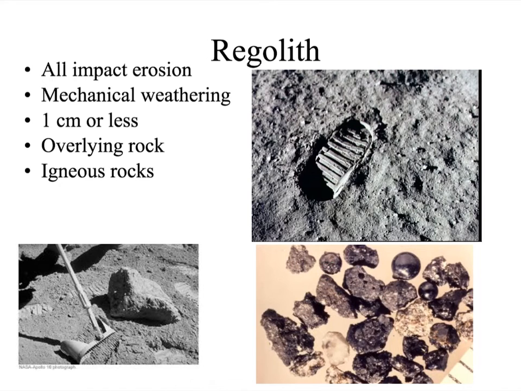So regolith is incredibly fine, 1 centimeter or less. This is essentially a powder that's overlying the lower bedrock, and this is all igneous rocks. If you think about magma or lava on Earth, that is all igneous rock. There is no process to create sedimentary rocks or metamorphic rocks like we have on Earth. It is all igneous, and we see this in other planetary bodies. We are the only planet we know of that has metamorphic.